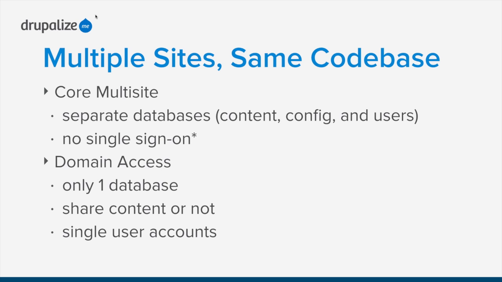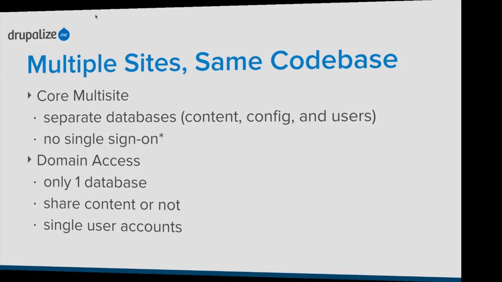Domain access only has one database, but it has multiple sites in that database. And so you can decide whether you want to share content or not with that. And you can have just one user account that runs across all of those things. So domain access is also a way to do this, with literally multiple sites with multiple domain names and that kind of thing, but all running on just one code base and one database.